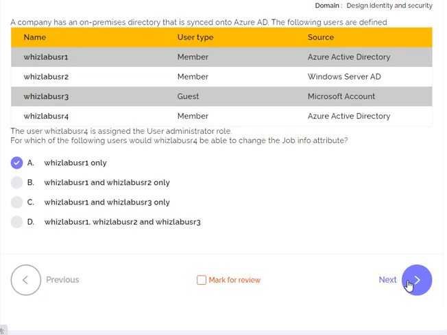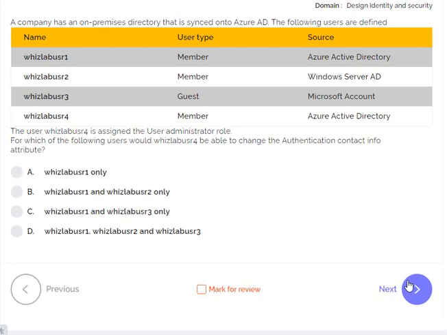Okay, now for which of the following users would WizLab user 4 be able to change the authentication contact info? He will be able to change it for user 1, yes, because that user is in Azure AD itself. For user 2, I don't think so, and for user 3, again I don't think so. So the correct answer would be user 1 only. But again, I am in doubt about these two questions, so please Google.